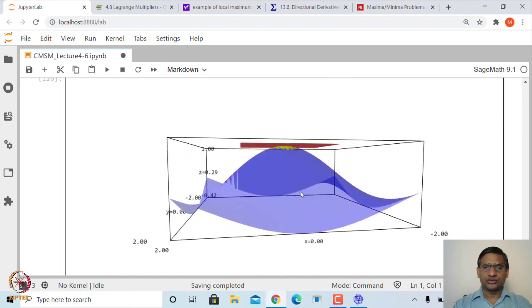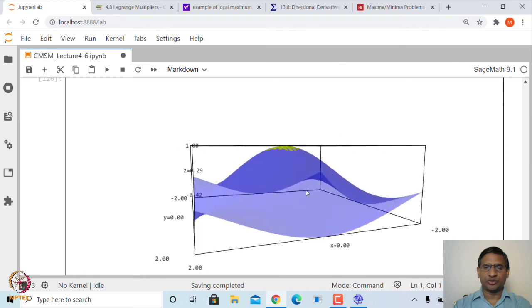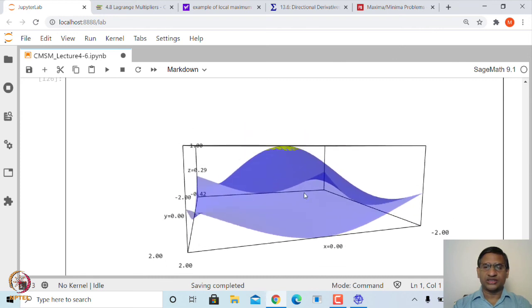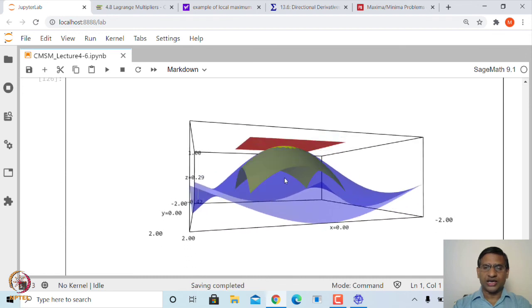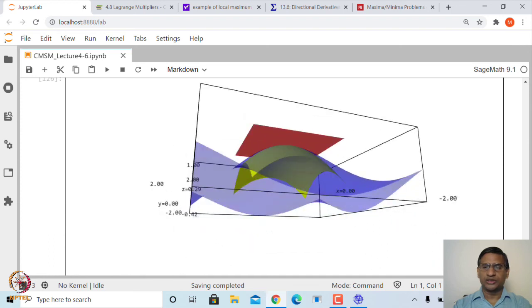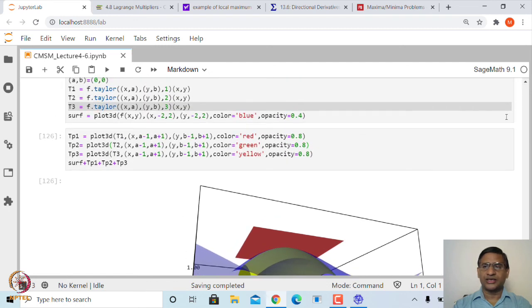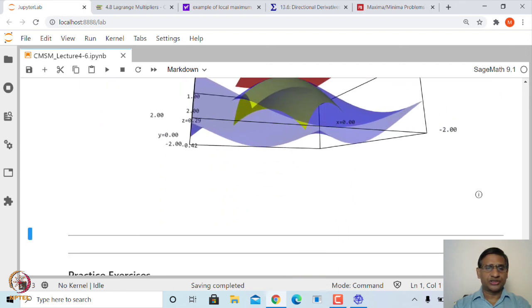here. So the red one is the tangent plane, actually the first order Taylor's polynomial. Second order Taylor's polynomial, in this case the point is actually a local maximum, so it will be very close to the actual function, and the yellow one is the third degree Taylor's polynomial. So you can take various functions and try to approximate. You can go to higher degree, and then you will see that higher degree Taylor's polynomial at any point will be very close to the graph of the surface. So that is the demonstration.